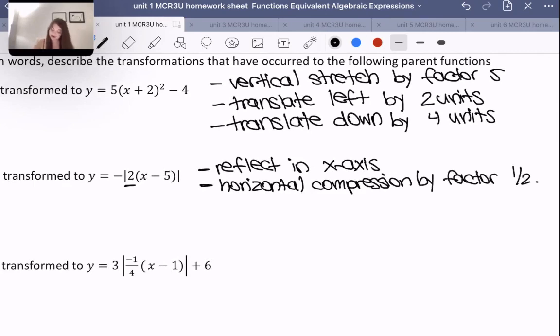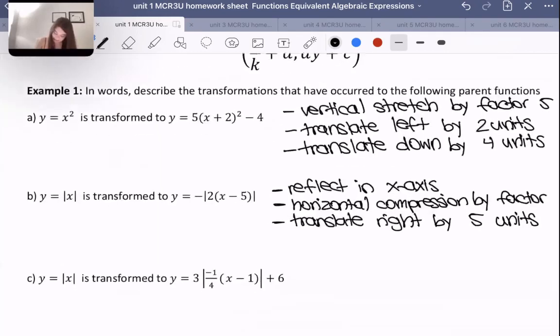Right? Factor 1/2 because it's 1 over absolute value of k. So k is 2, 1 over absolute value of 2 is 1/2. So that's why a half rather than 2 itself. And then we have minus 5 right here, which remember the minus is part of the original equation. So it's really just plus 5. So therefore we are going to translate right by 5 units.